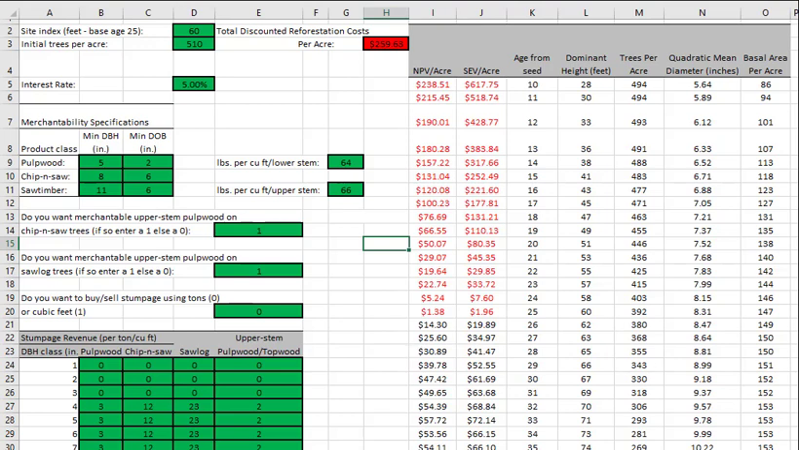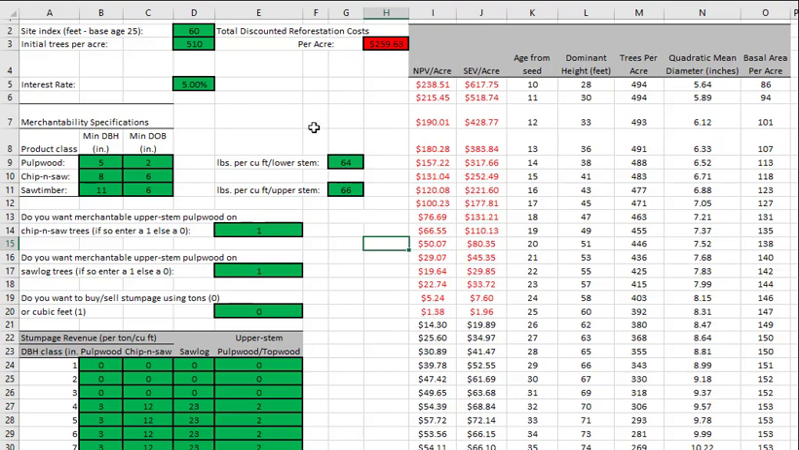So within here you'll see you have various sheets at the bottom. There's introduction and then growth and yield. Here you'll enter a site index, base age 25, number of trees planted per acre, your interest rate, merchantability specs for 3 product classes, but basically these are just nomenclature. There's no real applicability to pulpwood per se. It's just a descriptor. So you could put instead of pulpwood, you can consider it biomass if you wanted to and change those specs. But there's basically 3 product classes.